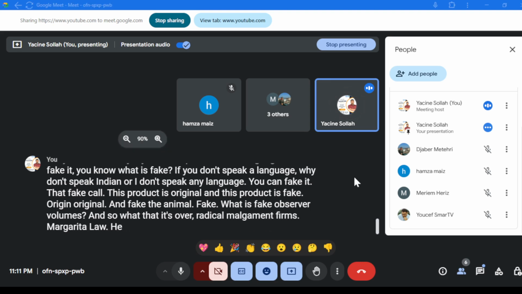Let's continue. The trick is to know what another language sounds like, and then when you do your impression of it, sound angry when you do it.